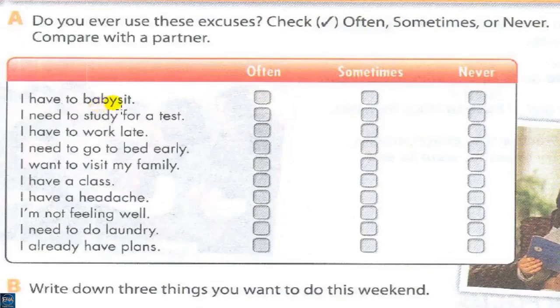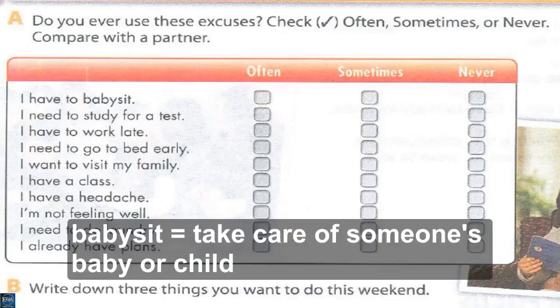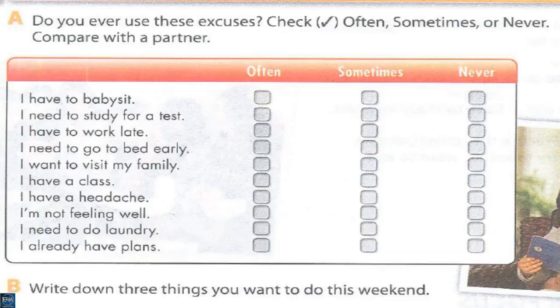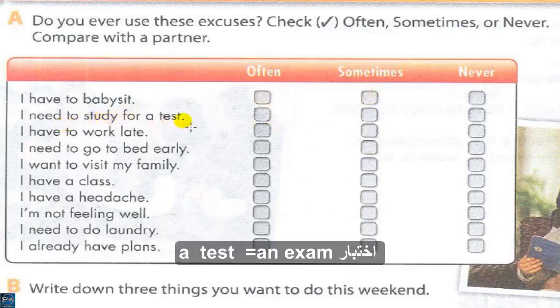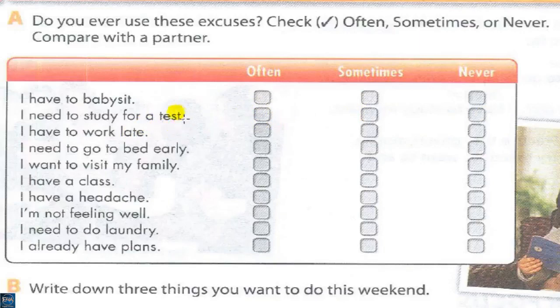1. I have to babysit. So this is often, sometimes, or never. What's babysit? I have to take care of my baby, of my child, or maybe someone's child or someone's baby. So sometimes. I need to study for a test. Often, sometimes, never. Often. I have to work. A test, exam.